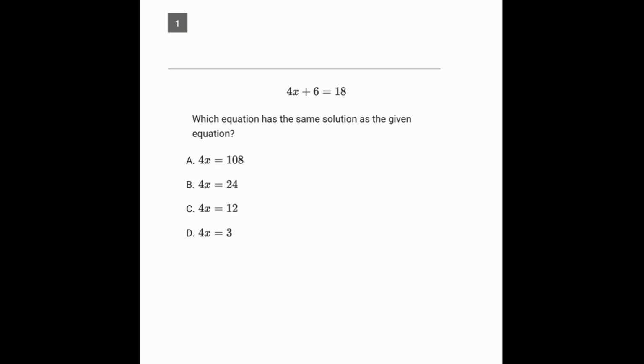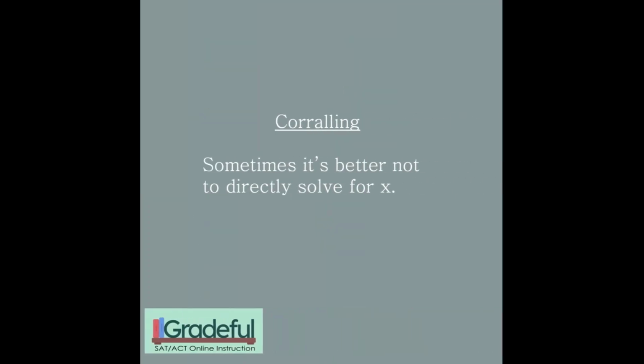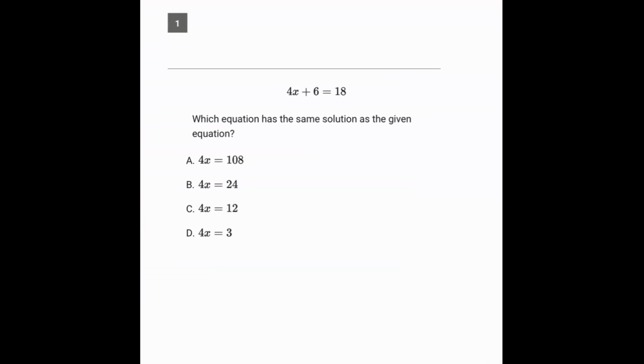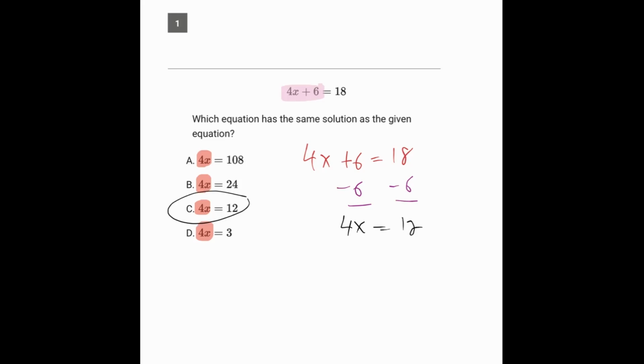Okay, let's start with question number 1. This question here is an example of what we refer to as corralling. And corralling is the idea that sometimes it may not be better to directly solve for x. In this situation, if you look at the difference between what we're given and what we're being asked for, it's just a matter of taking it from 4x plus 6 to simply 4x. So if you have 4x plus 6, to get to 4x, just take away the 6, and now you have 4x is 12, and that matches answer choice C.